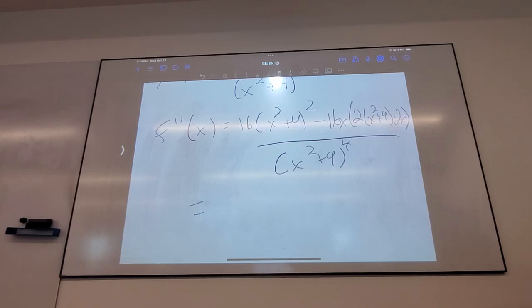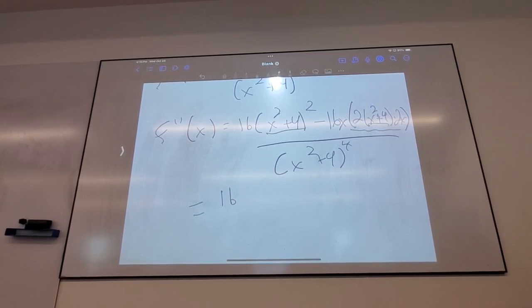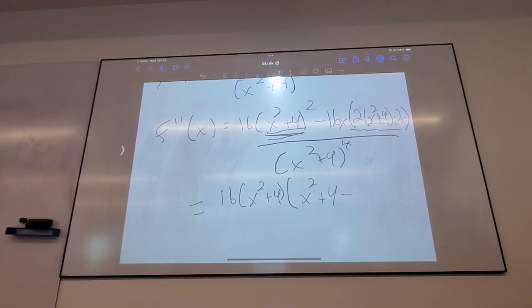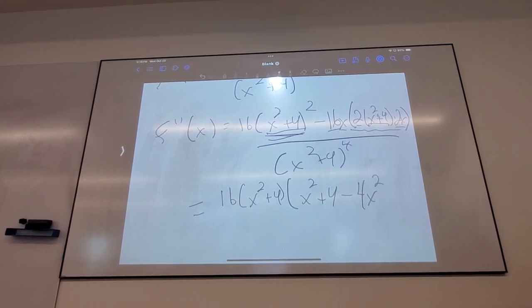So if I factor the top, what can I take out? What number comes out to the top? 16. It's a little messy over here, but we're going to do it all at once. How many x squared plus 4 are we going to take out? 1. So what am I left with? An x squared plus 4 minus, I took care of the 16, but I have a 2x times 2 times x, 4x squared. I took this x squared plus 4 out. All over x squared plus 4 to the 4th.